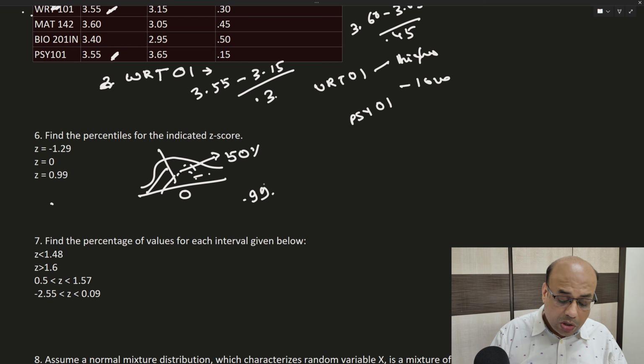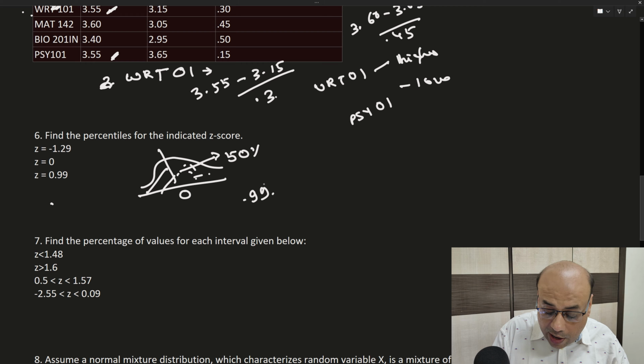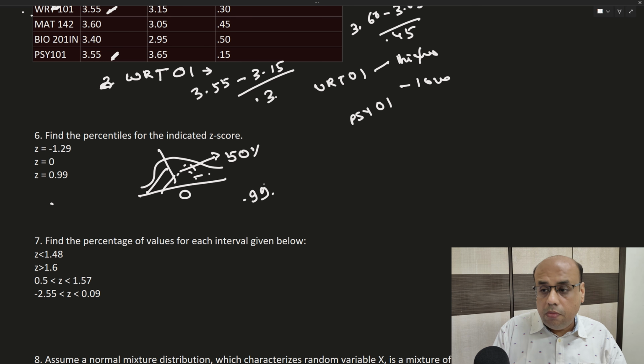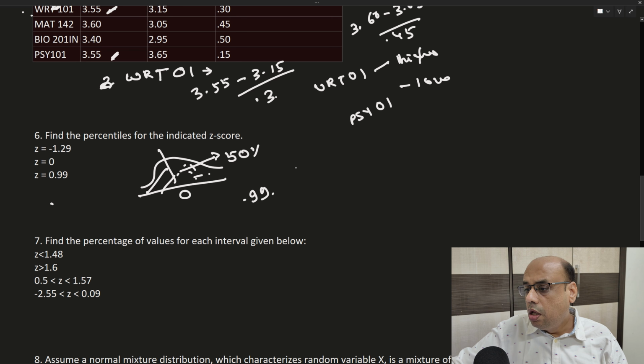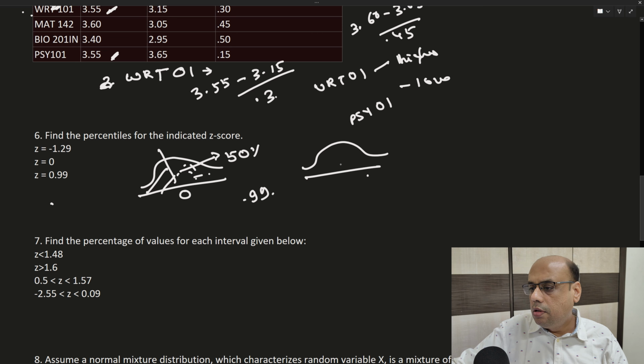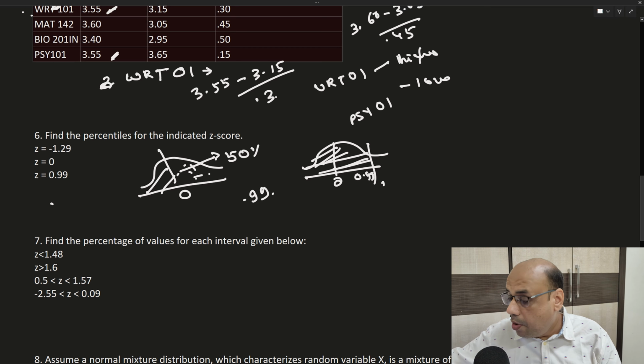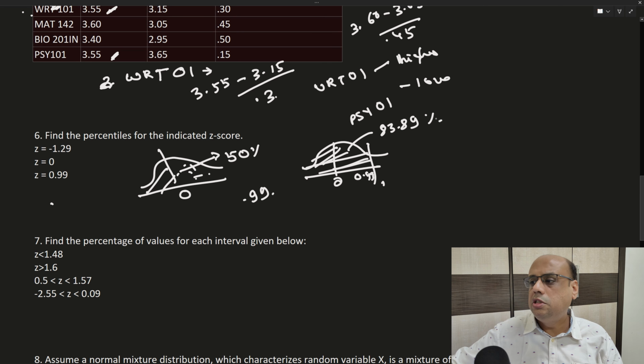We have the Z tables in our Schweser FRM book. So if we take the Z value and check, 0.99 is how much? 0.8389, right? So 0.99, this is 0, this is 1, and this is 0.99, which means this portion is how much? 83.89%. So this is the percentile. They are asking for percentile.